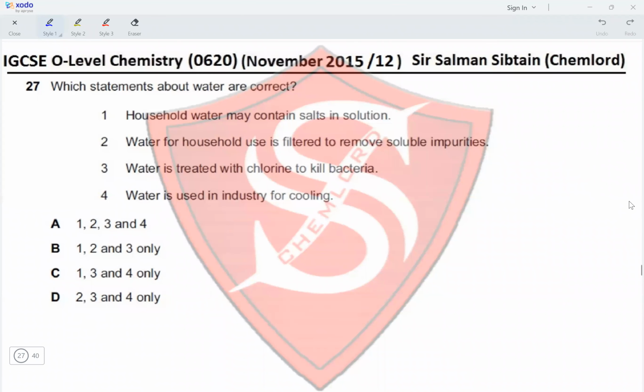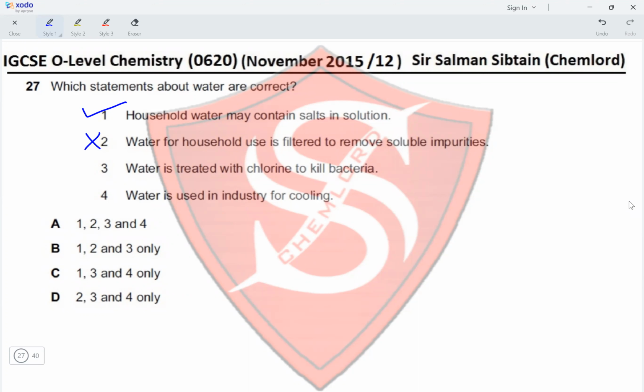Question 27. Which statements about water are correct? Household water may contain salts in solution. Yes, it has got dissolved ions present. Water for household use is filtered to remove soluble impurities. No, it is filtered to remove insoluble impurities. Soluble impurities will be present in the water that comes in the taps of households.